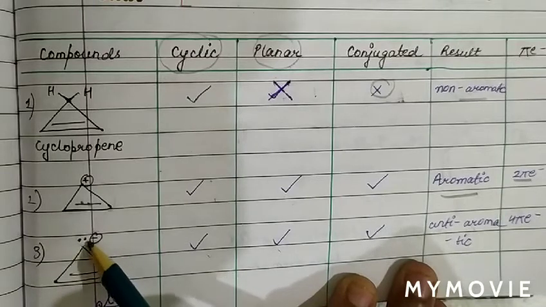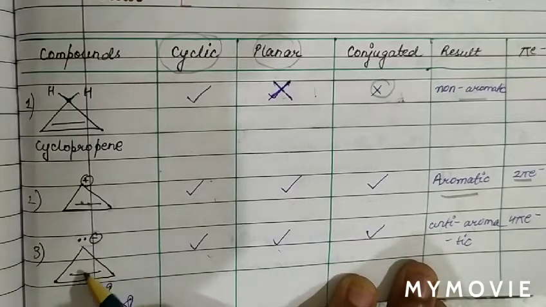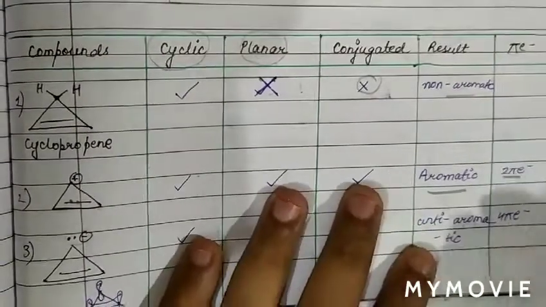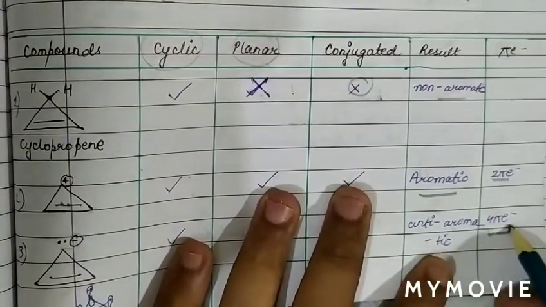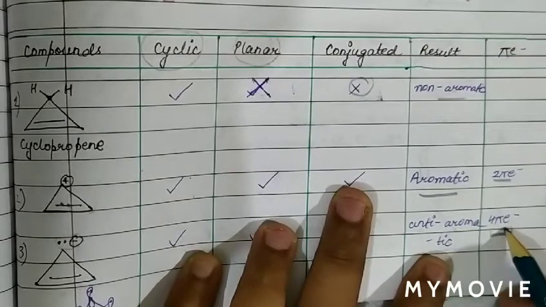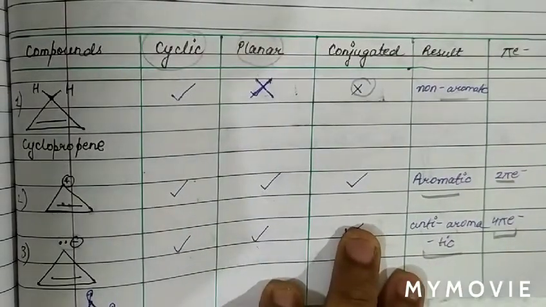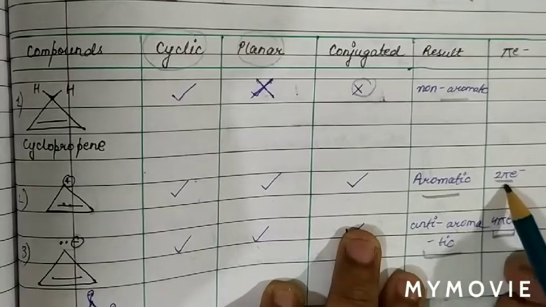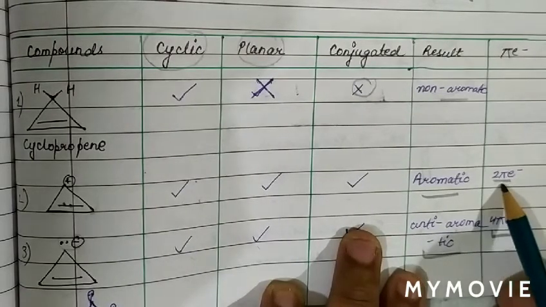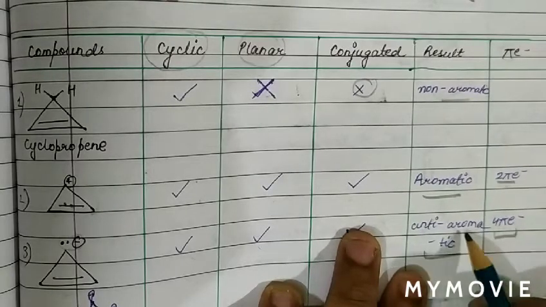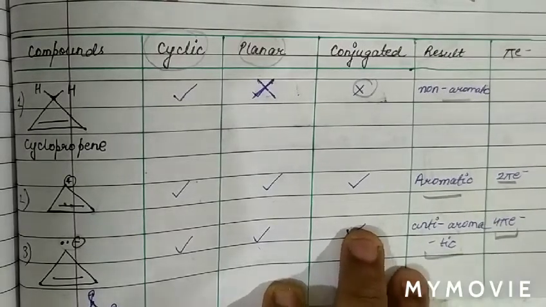When this electron pair is a part of the ring, the number of pi electrons in the ring is 1, 2, 3, 4. So when the number of electrons is 4n pi, with n equal to 1, it is 4 pi electrons. So we call this system an anti-aromatic system. 2 pi, 6 pi, 10 pi electrons, then aromatic. 4 pi, 8 pi, 12 pi, then it is anti-aromatic.